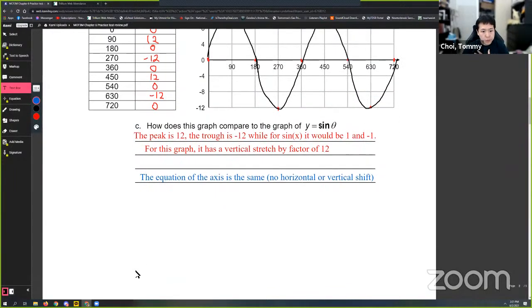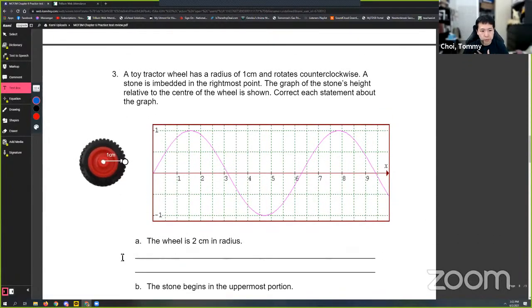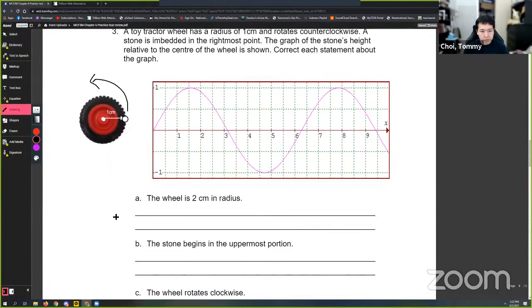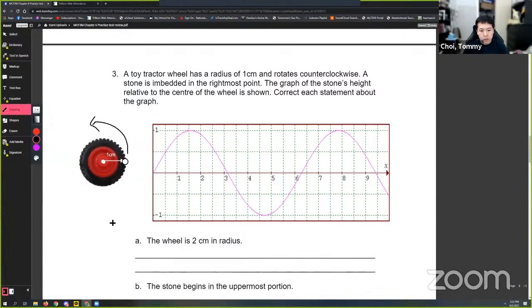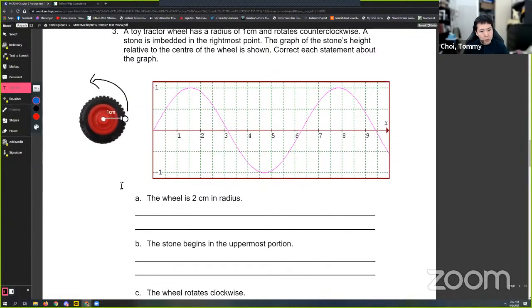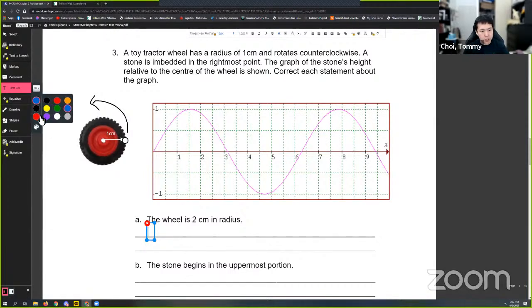So moving on into question 3 here. Okay. A toy tractor wheel has a radius of 1 centimeter, rotates counterclockwise, which is in the opposite direction here, so this way. A stone is embedded in the rightmost point. A graph of the stone's height relative to the center of the wheel is shown here. Correct each statement about the graph. Okay? So, number 1, we want to correct the statement. The wheel is 2 centimeters in radius.